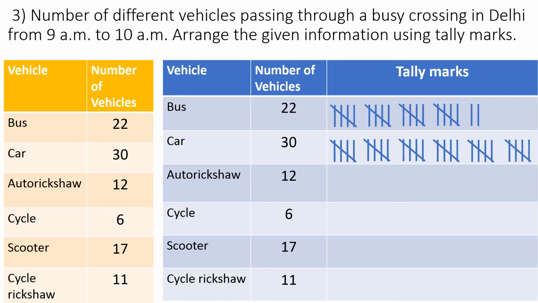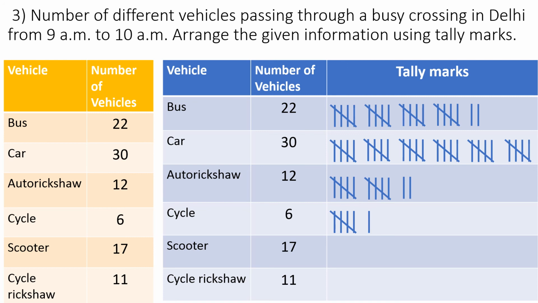There are 12 auto rickshaw. So how many lines we have to draw? Yes, 12 lines. 1, 2, 3, 4, cross fifth line. 6, 7, 8, 9, cross line for 10, 11 and 12. The next is cycles. There are 6 cycles. So draw 6 lines. 1, 2, 3, 4, cross fifth line and 6.